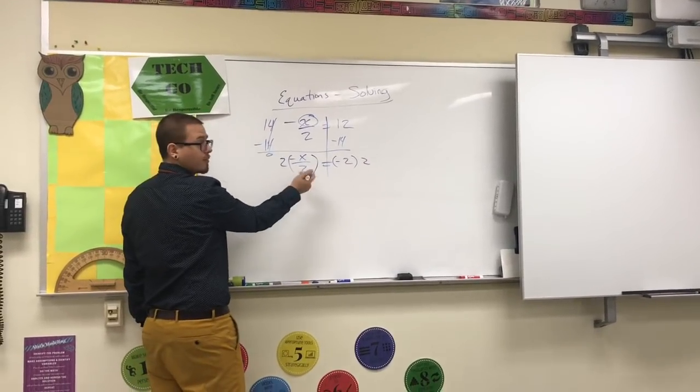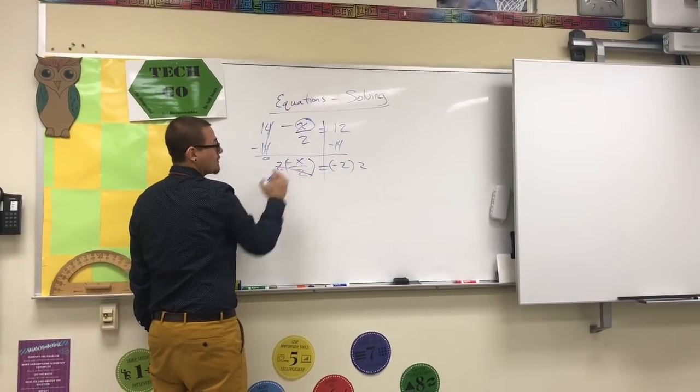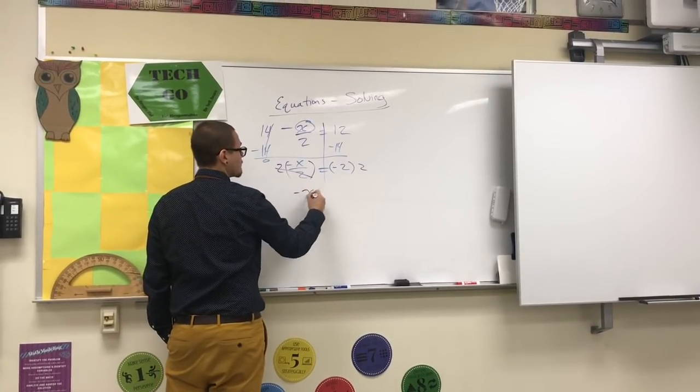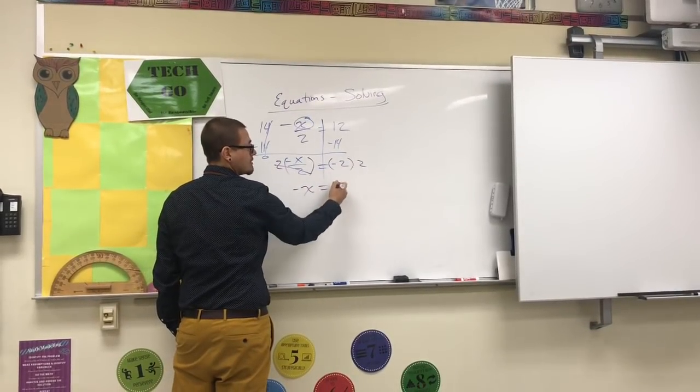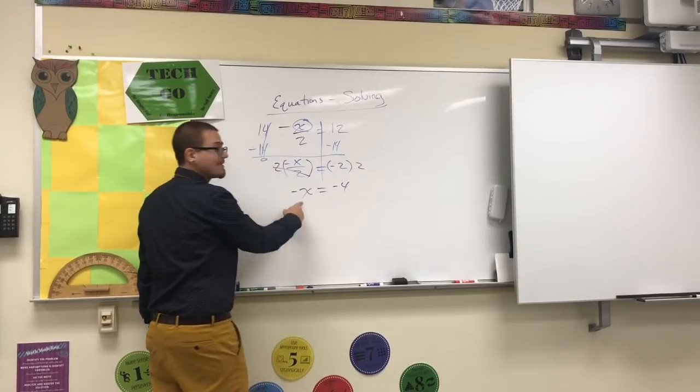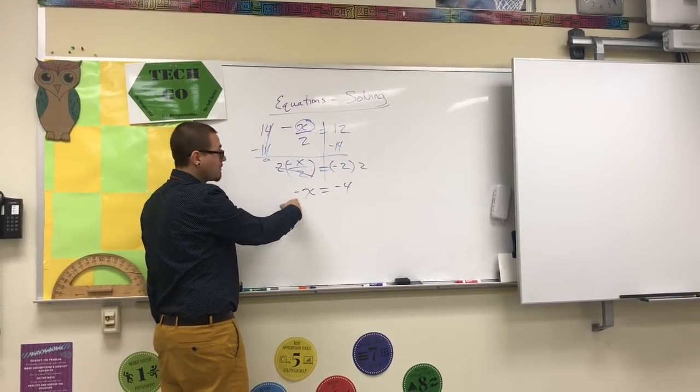It's going to cancel to, or simplify to, a 1. But that negative doesn't go away. It comes down with the x, so we have -x. -2 times 2 is -4. This is not your solution. We didn't want -x. We have to get rid of the negative.